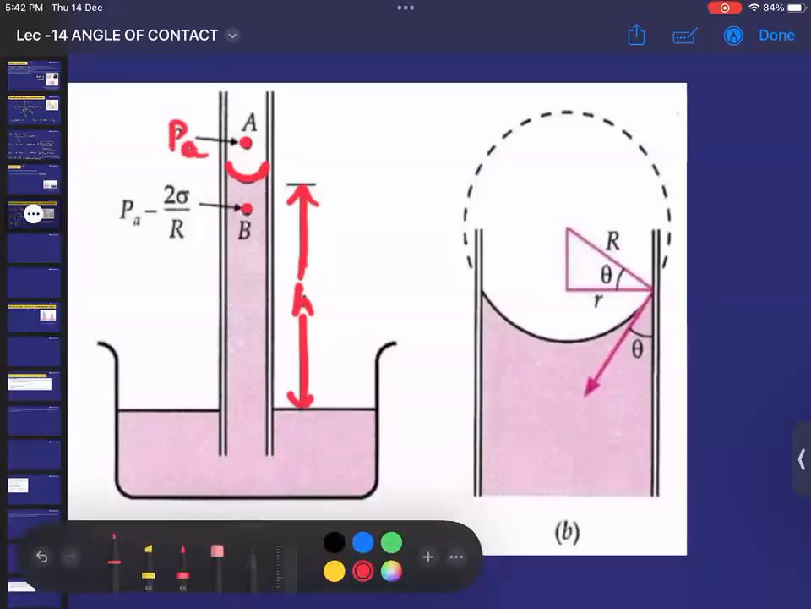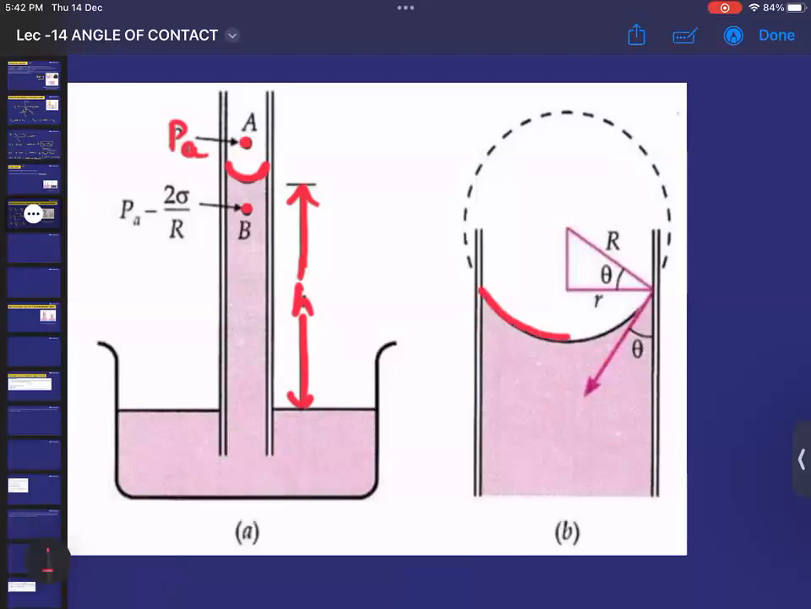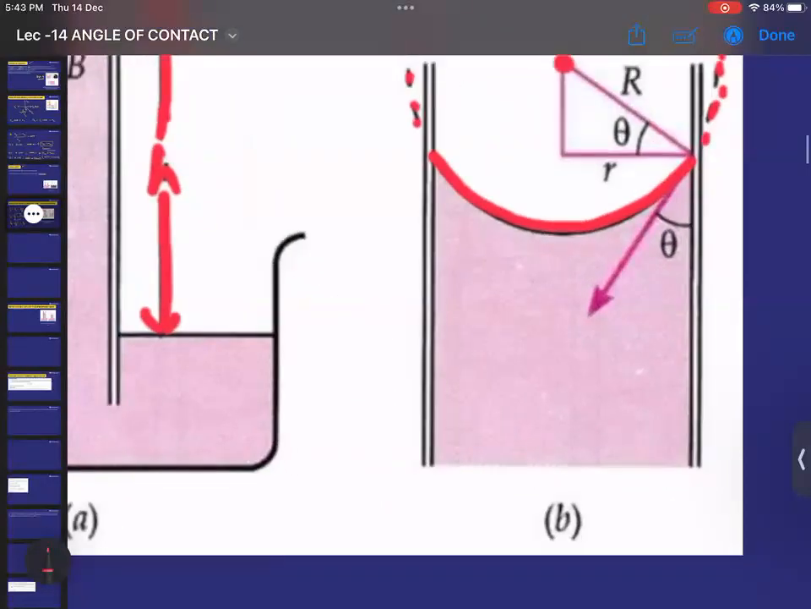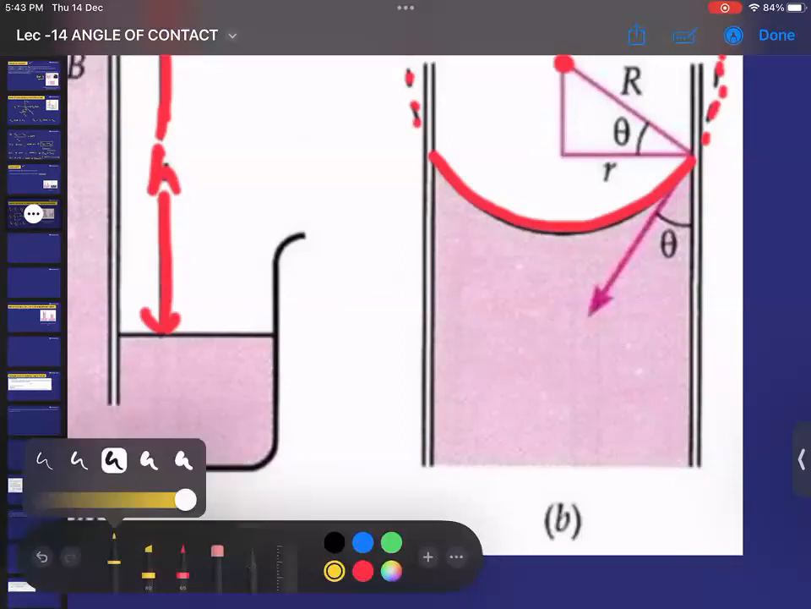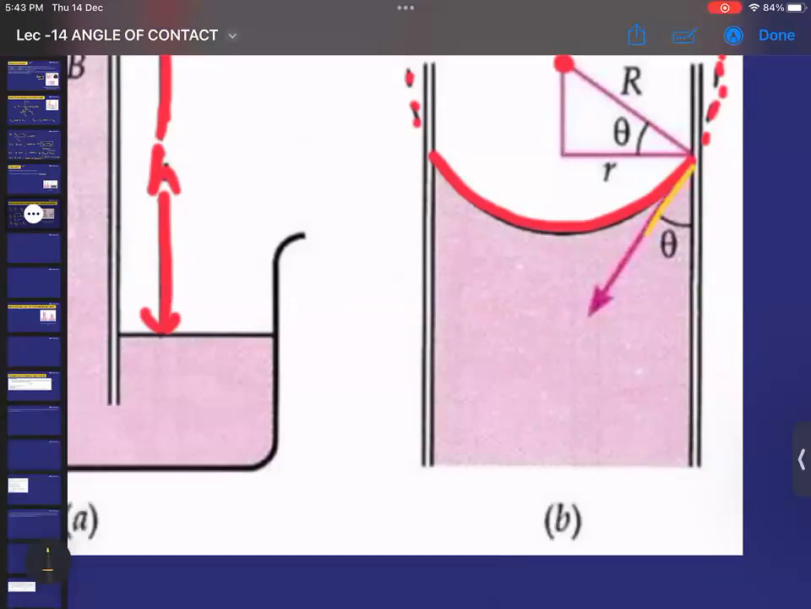So for that, if I take the liquid surface like this, it is going to be so small that you can consider it to be a part of a sphere, where the center of that meniscus is here. Now I want you all to concentrate again. If I take this tangent, then this angle will be called the angle of contact. Make sense?